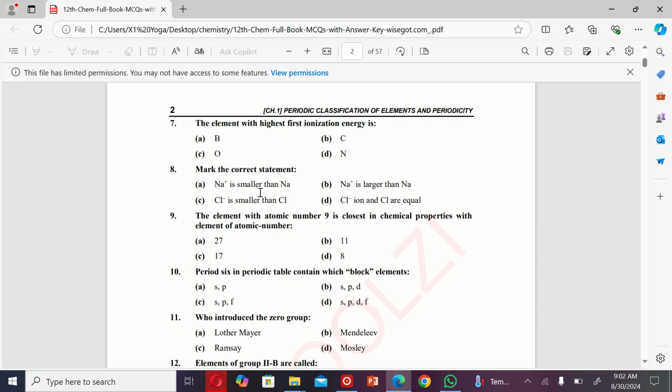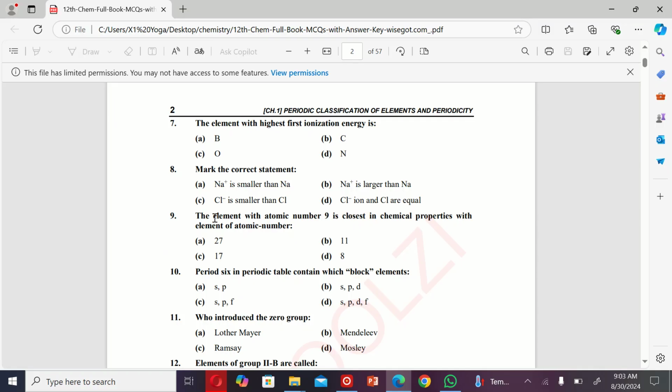The next MCQ is: mark the correct statement. A, Na plus is smaller than Na, B, Na plus is larger than Na, C, Cl is smaller than Cl minus, and D, Cl and Cl minus are equal. So the correct option is A. Na plus is smaller than Na.